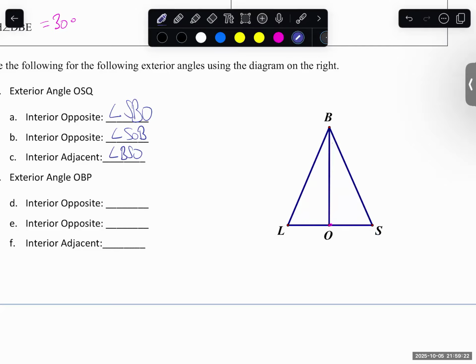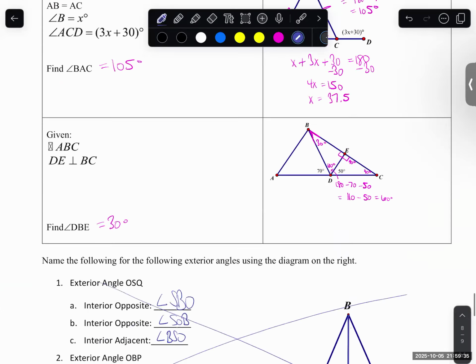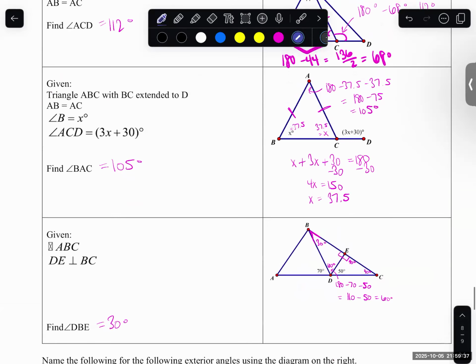So OBP, so we would go to O up to B, and then we're gonna follow. Actually, okay, we're done.